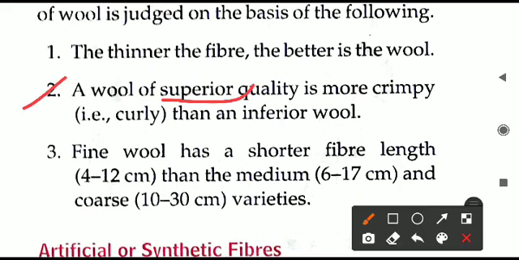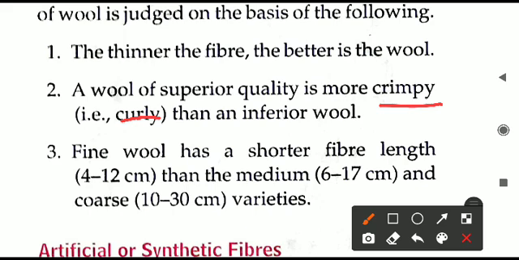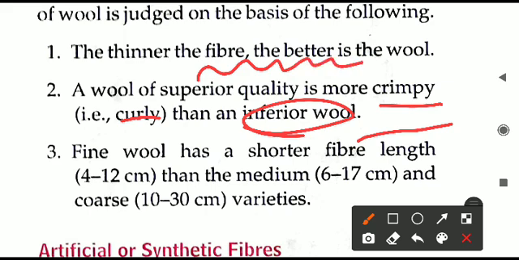Next, wool of superior quality is more crimpy. It is not simply straight. It is crimpy, it is curly. Crimpy means curly. So inferior quality wool will be a little bit straight, but better quality wool will be curly or crimpy in nature.